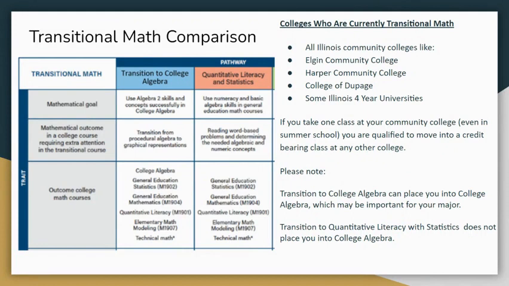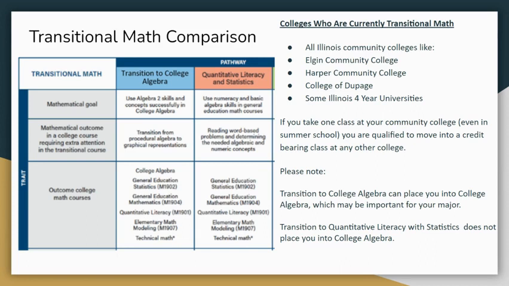This table compares why a student would take Transition to College Algebra versus taking Transition to Quantitative Literacy and Statistics. Colleges who are currently accepting transitional math courses include all Illinois community colleges such as Elgin Community College, Harper Community College, College of DuPage, and some four-year Illinois universities. If you are interested in going to a four-year university, please make sure that you call that university to see if they would accept this credit.